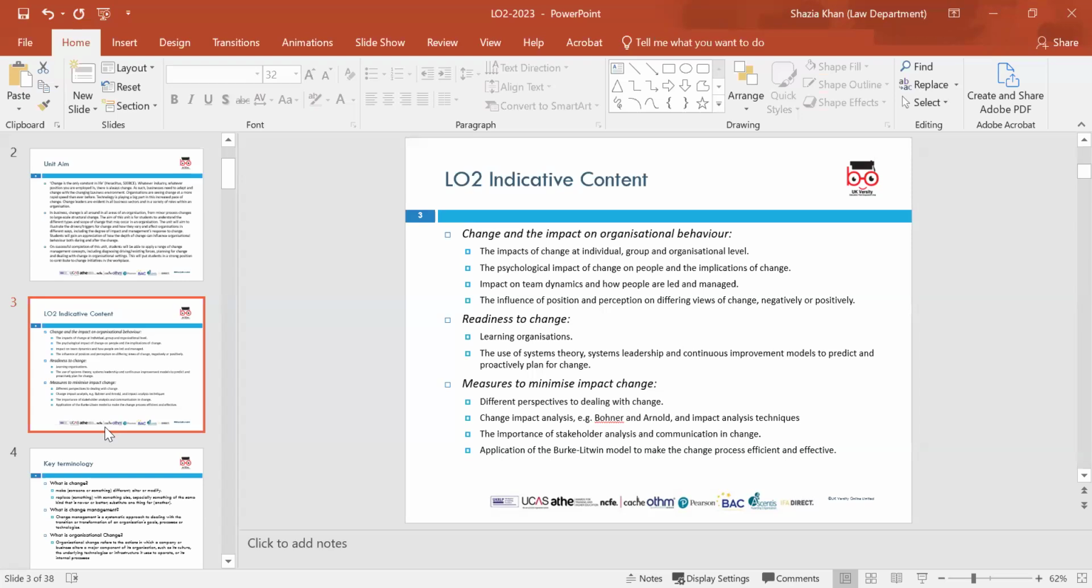Impact on team dynamics and how people are led and managed. So look at the influence of position and perception in different views of change, negativity or positivity. We look at the readiness to change, so learning organizations and the use of systems theory, systems leadership and continuous improvement models, and measures to minimize the impact of change. Different perspectives dealing with change impact analysis. So we look at some models and techniques by different academics, and we look at the importance of stakeholder analysis.